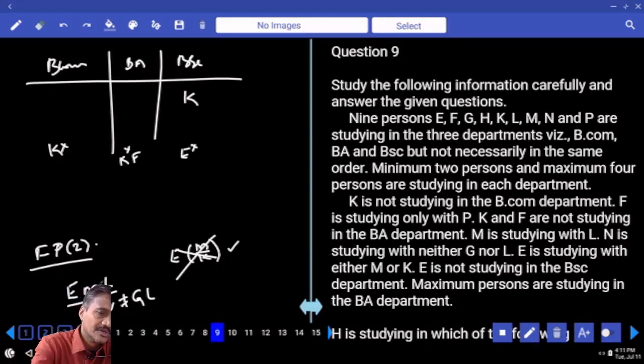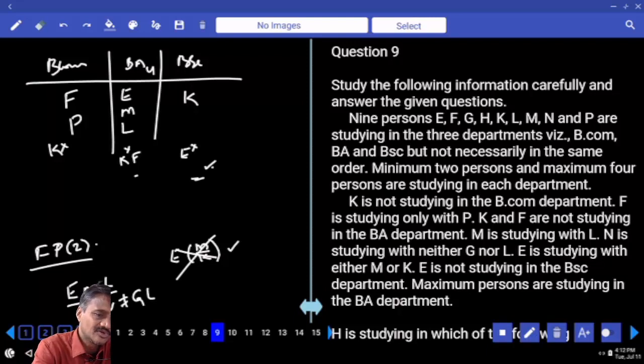4 persons. Now if there are 4 persons in the BA department, F and P cannot be here, isn't it? And E cannot be here either. Where should F and P be? F and P must be in BCom. Now if F and P are in BCom, then E, M and L are together. As E, M and L are together, we cannot have E at this place. E, M, L must be together.